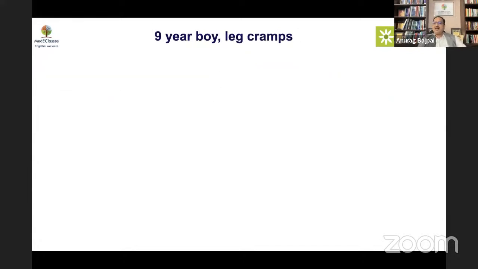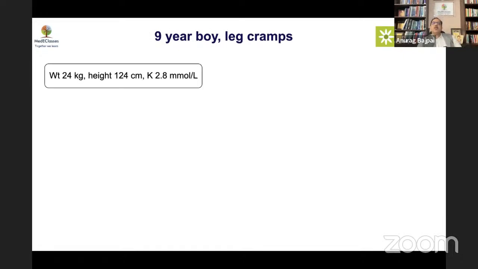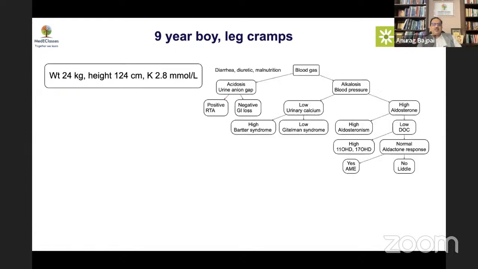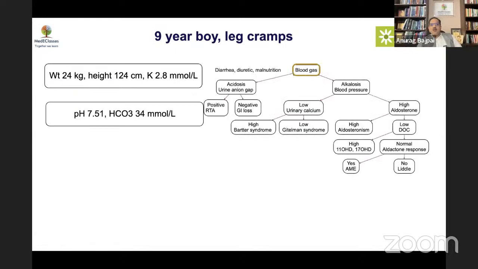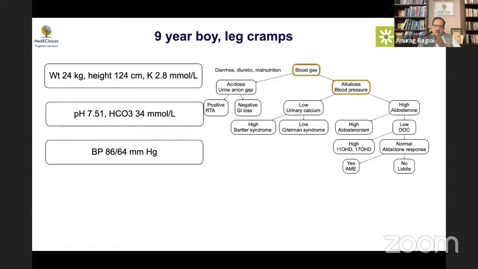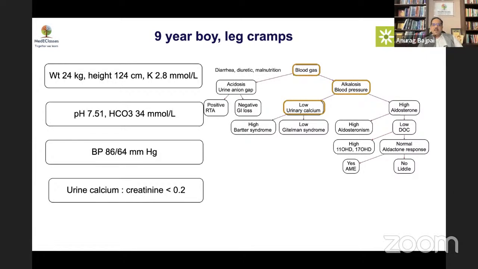9-year-old boy with leg cramps. So the presentation here is different. And this presentation will tell you what is the most likely diagnosis. The child has significant hypokalemia. And when we did a blood gas, it showed metabolic alkalosis with a normal blood pressure. So again, we are dealing with Bartter versus Gitelman. Later presentation with leg cramps goes more in favor of Gitelman syndrome than the other scenario.